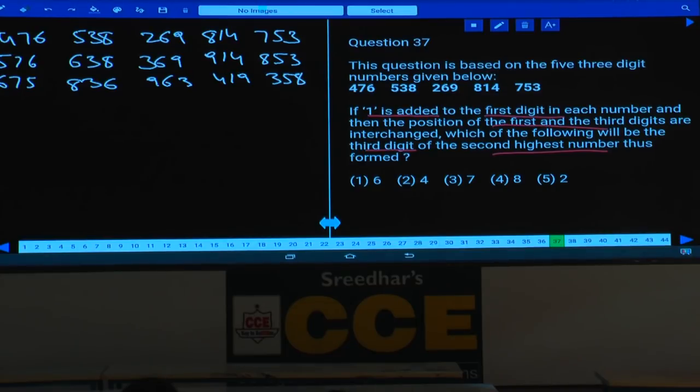What is the first highest? 963. Then what is the second highest here? 836. Now in this one, what is the third digit here? Third digit is 6. Now this 6 is given in choice 1.